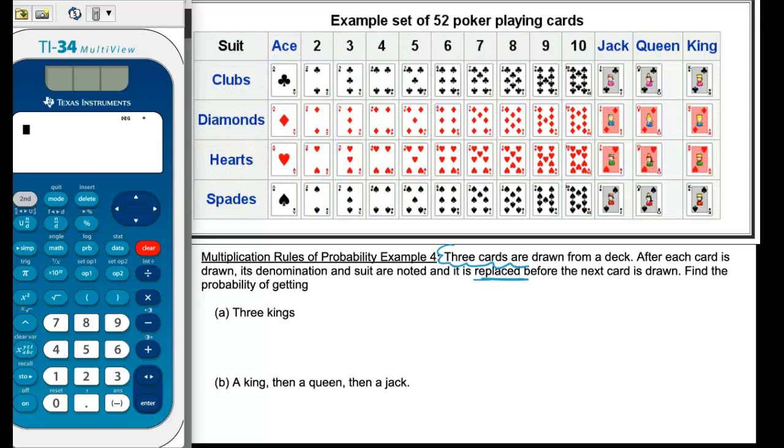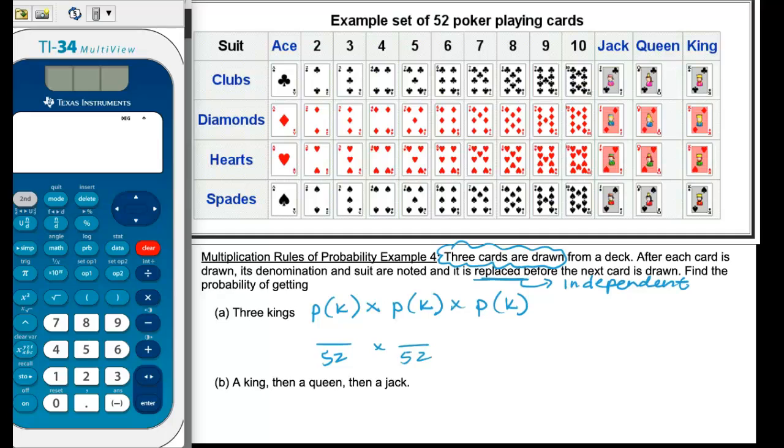So we've got 3 cards being drawn. The fact that we're replacing each card before drawing the next one tells us that these events are independent of one another. And that means we don't have to be careful doing the second and third probability when we're multiplying, because they're completely independent of each other. So to find the probability of 3 kings, we're just going to find the probability of picking a king first times the probability of the second card being a king times the probability of the third card being a king. All of these are going to be out of 52 because there are 52 cards in the deck, and each time we replace the card.